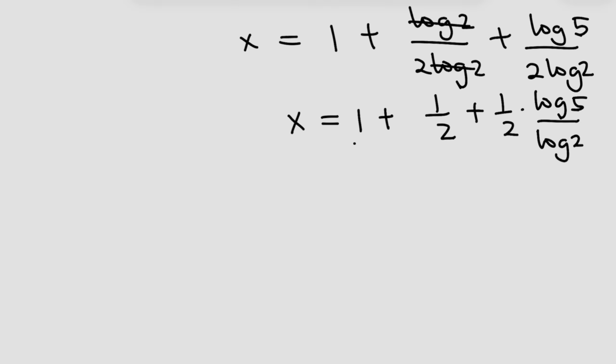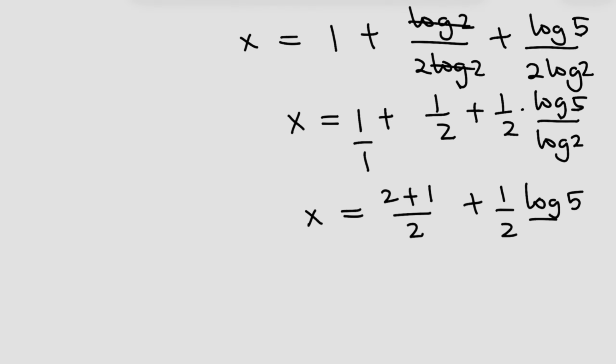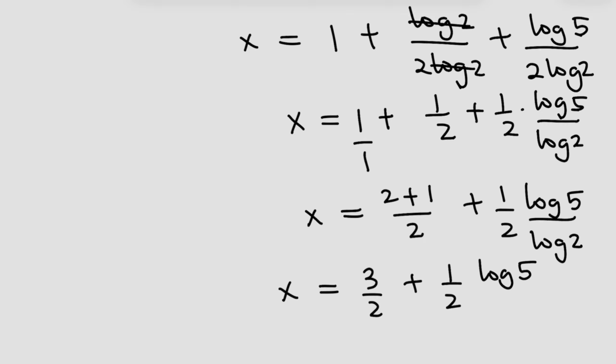Let us add 1 and 1 over 2. This will give us 2 plus 1 over 2, and then plus 1 over 2 log 5 divided by log 2. So x is 3 over 2 plus 1 over 2 log 5 divided by log 2.